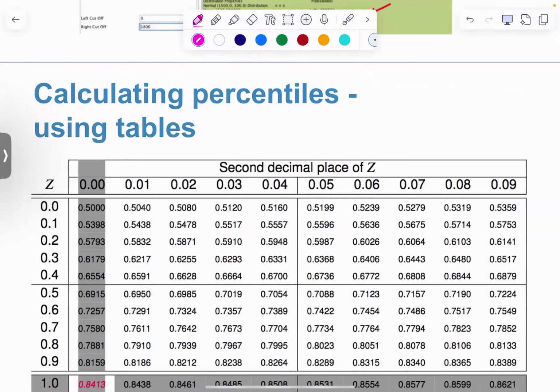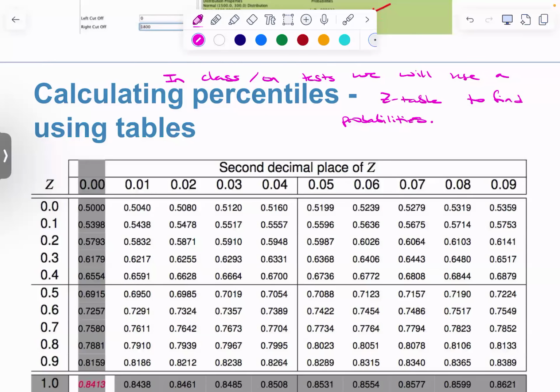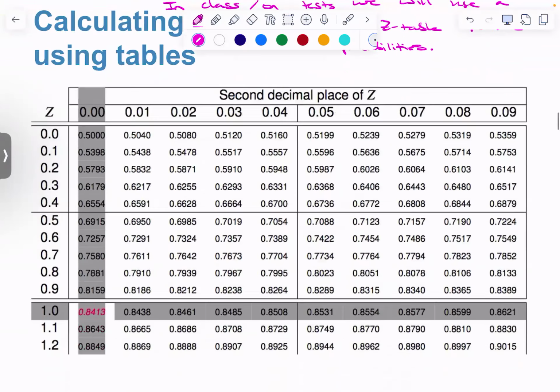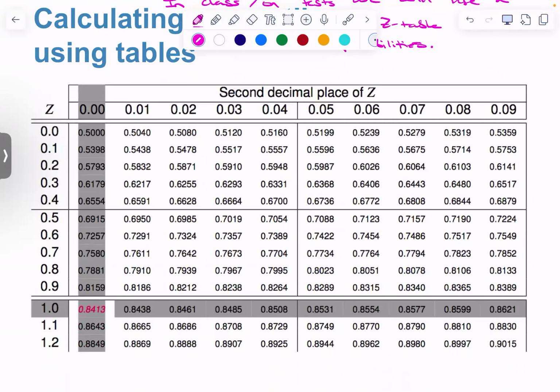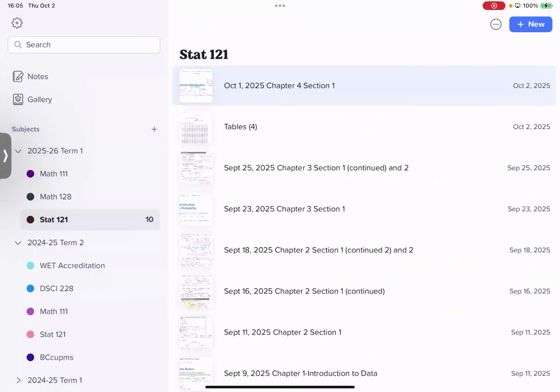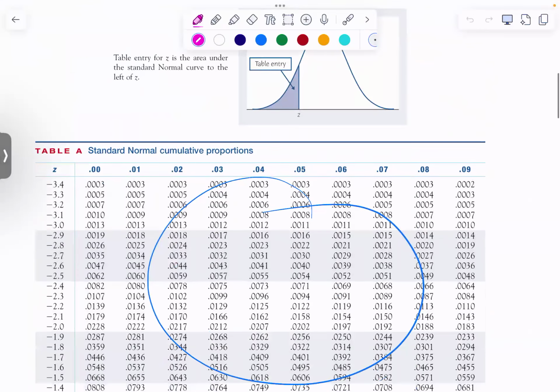So for us, in class and on tests, we will use a Z table to find probabilities, which are areas under the curve. So here's a version of a Z table. We have one, right? It looks very similar. You have one in front of you even. Looks like this.